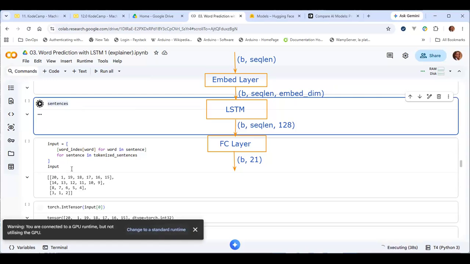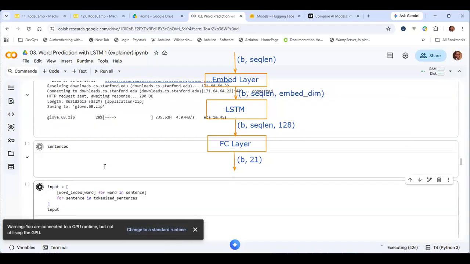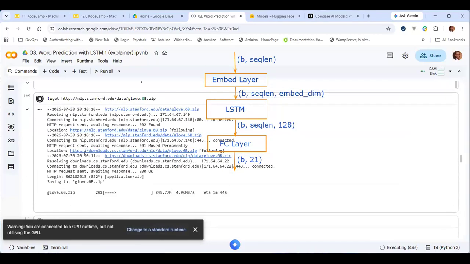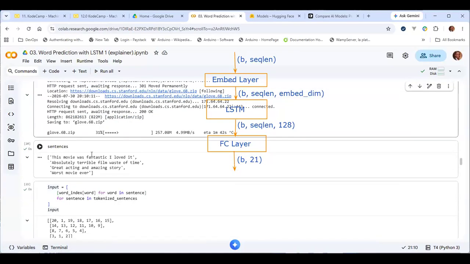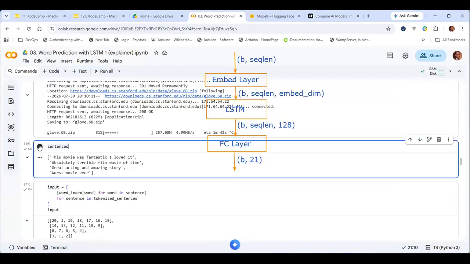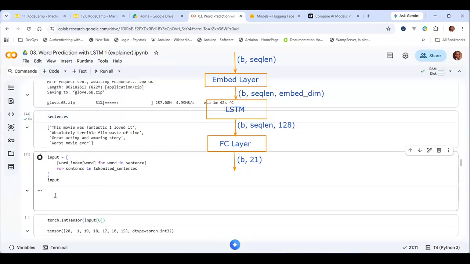Okay, so this thing is still not using my GPU. GloVe is taking a bit of time, so I think I'll pause it and then I'll continue. So this is now a new set of sentences, the same set of sentences. To now do inference, you would take this set of sentences and then you generate a set of numbers.